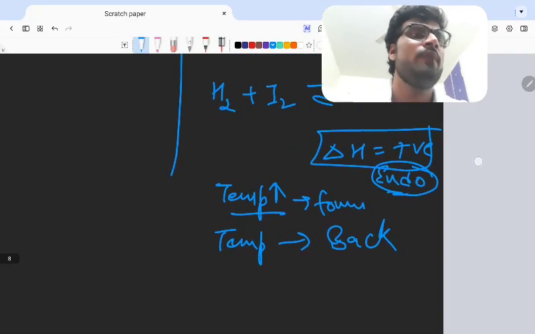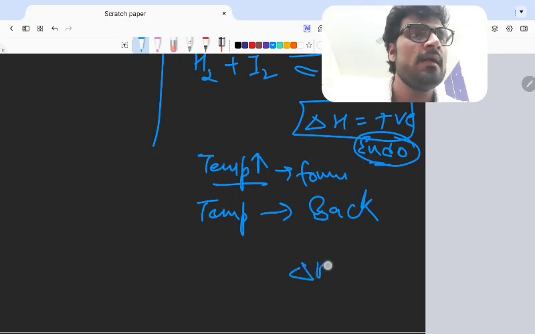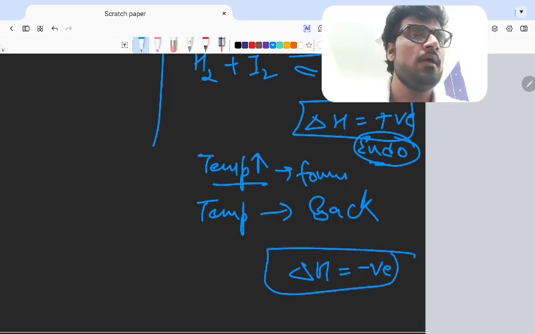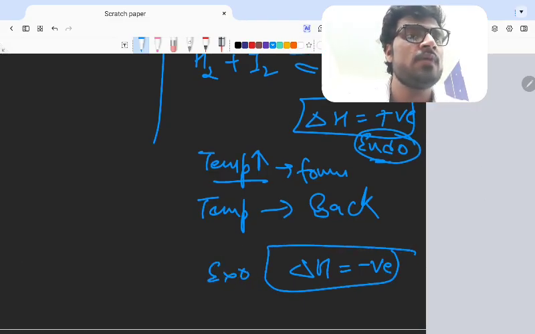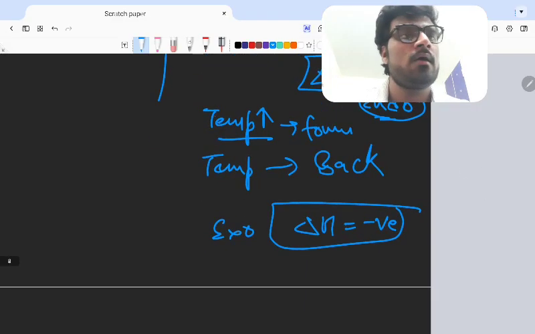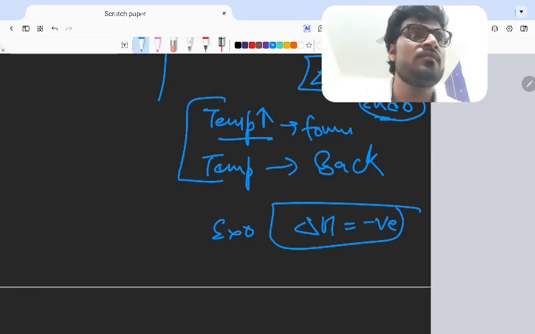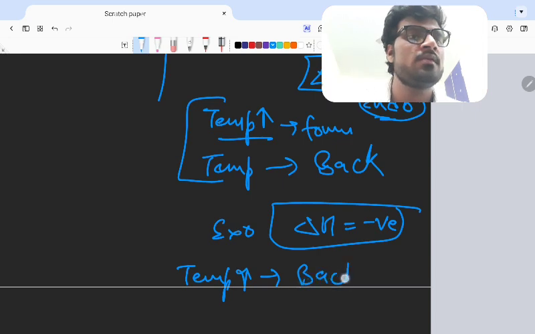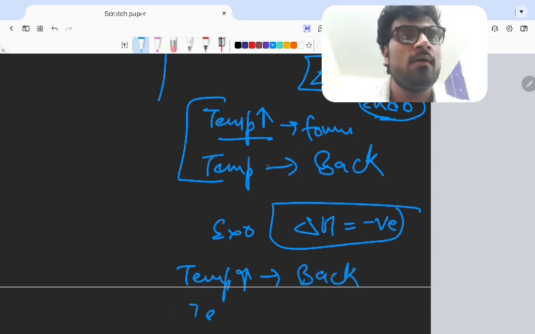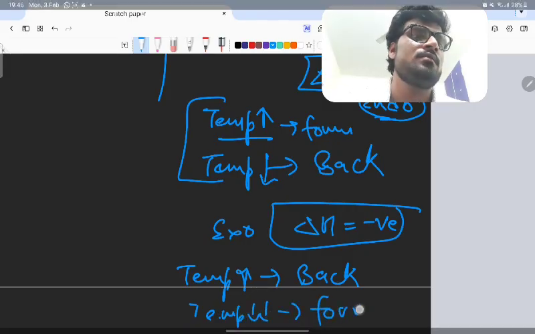Simple. And if the delta H is negative, and suppose it is an exothermic reaction, then what will happen? Completely vice versa of what we have seen earlier. That means if I increase the temperature, the reaction will move in backward direction. If I reduce the temperature, the reaction will move in forward direction.